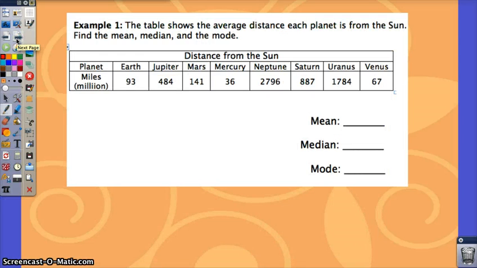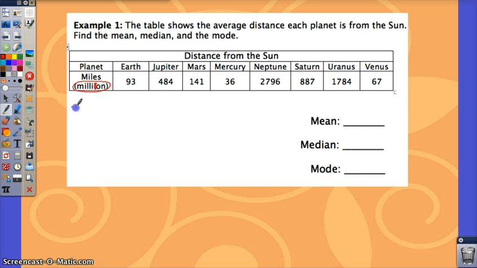So let's jump right into example 1 because you've calculated these before. The table shows the average distance each planet is from the sun. Find the mean, median, and the mode. And take a look at the table and notice we're talking about miles and millions. So when you find these values, don't forget to say that this is millions.